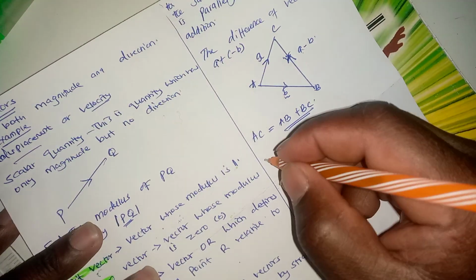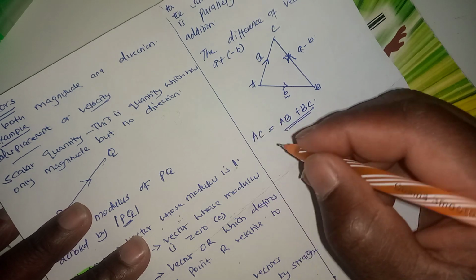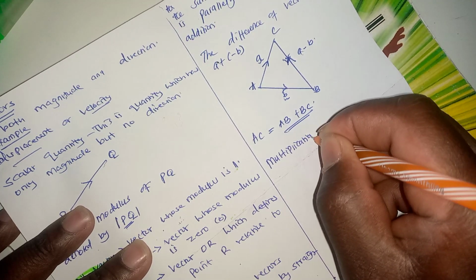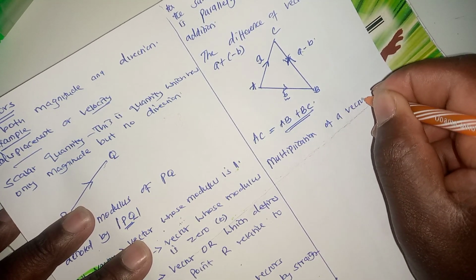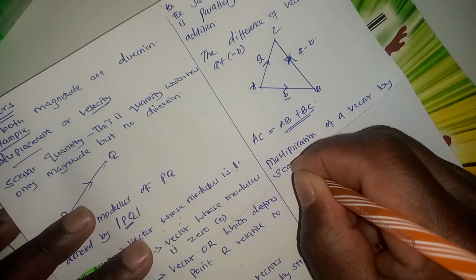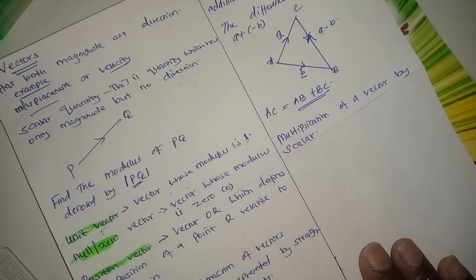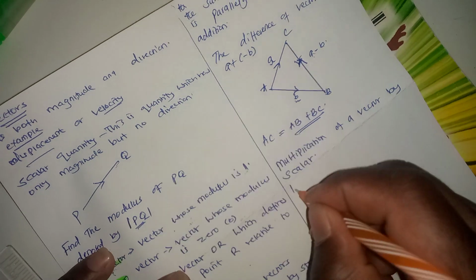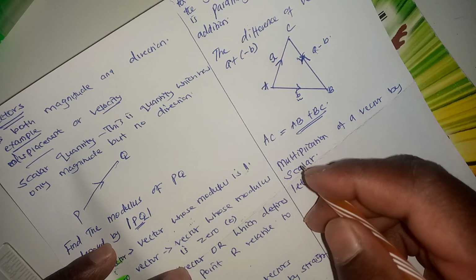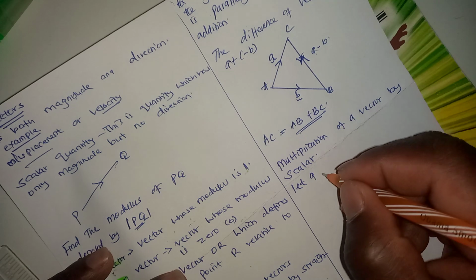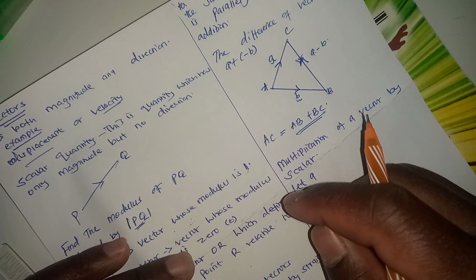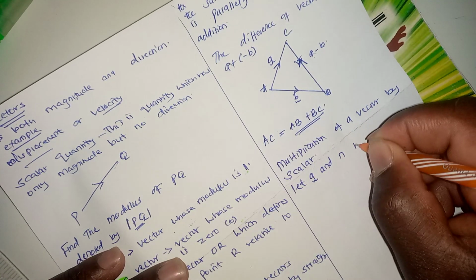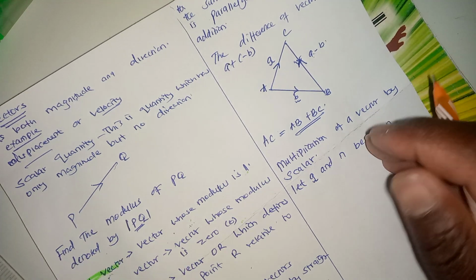Now here we can come and see the multiplication of a vector by a scalar. This is a subtopic of vectors. Multiplication of a vector by a scalar. Now let vector A and a real number n be given.